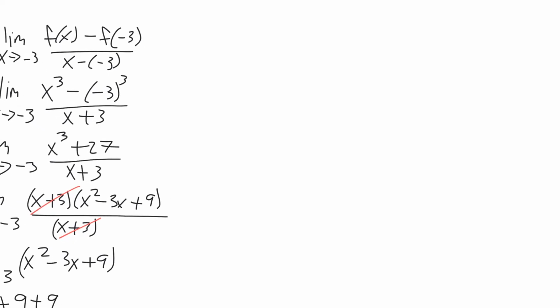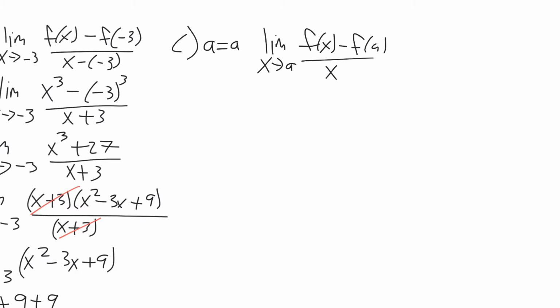So for part C, apparently, they want us to have just a. So a is equal to a. Just the letter a, no specific value. Well, we can try the same limit. We'll do the limit as x approaches a of f of x minus f of a over x minus a. Seems a little bit weird to have just an a in there, to not have a number. But let's just continue on.